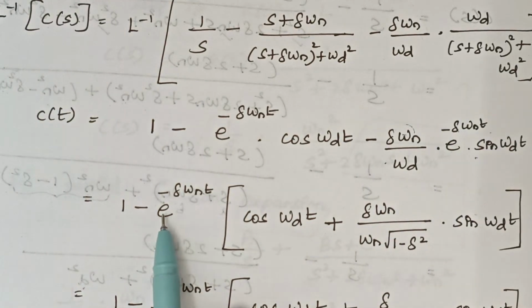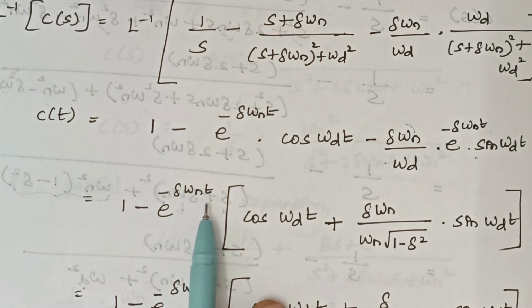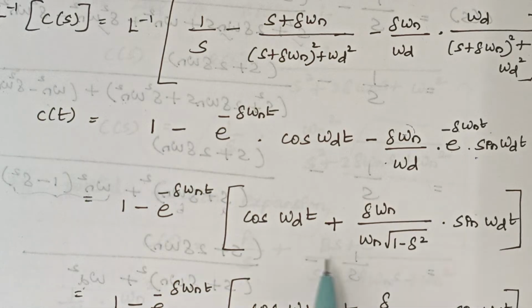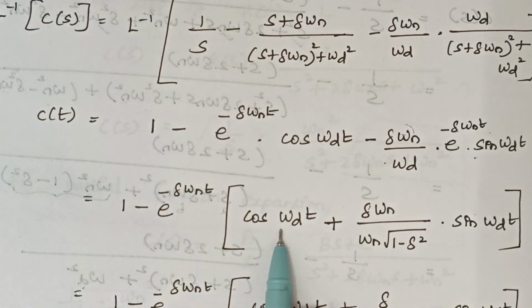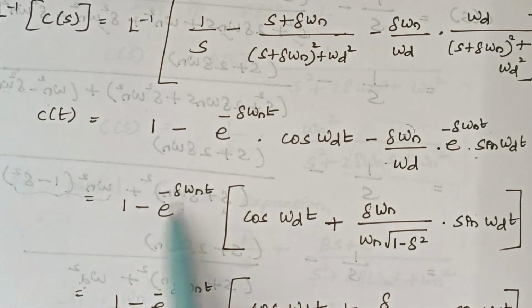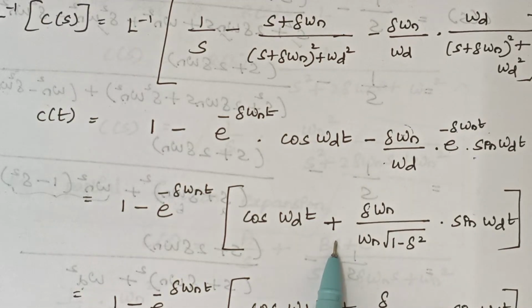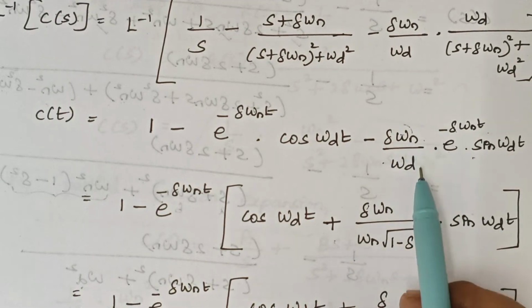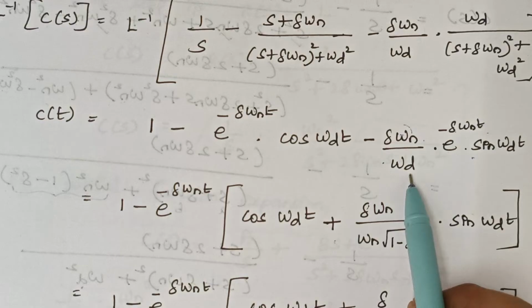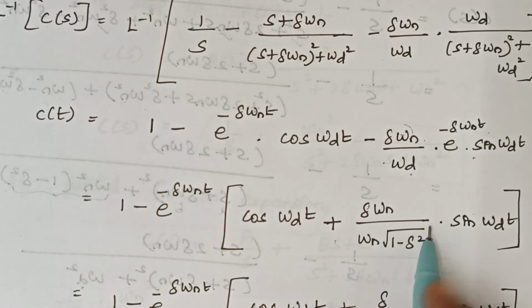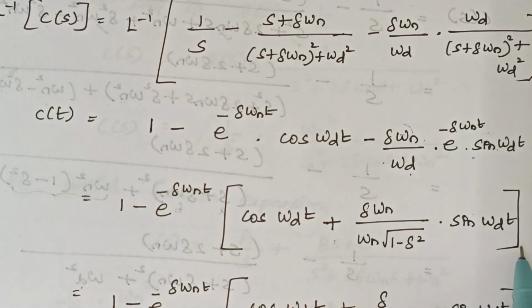So I am taking e power minus zeta omega nt outside. So the remaining expression will be cos omega dt. As I am taking the minus term outside, here this minus becomes plus. And zeta omega n, and I already said omega d formula is omega n into square root of 1 minus zeta square, into this sine omega dt as such.